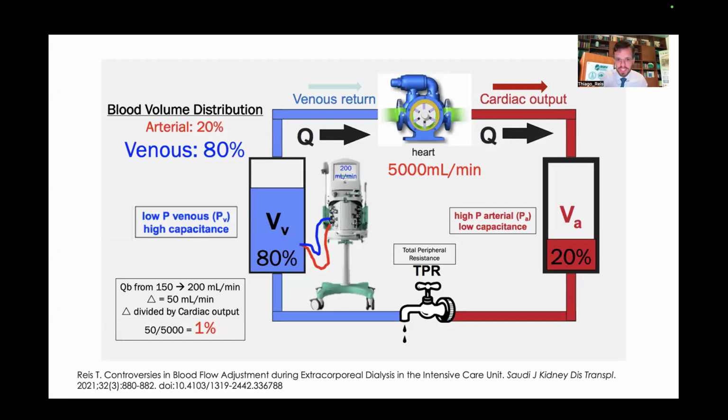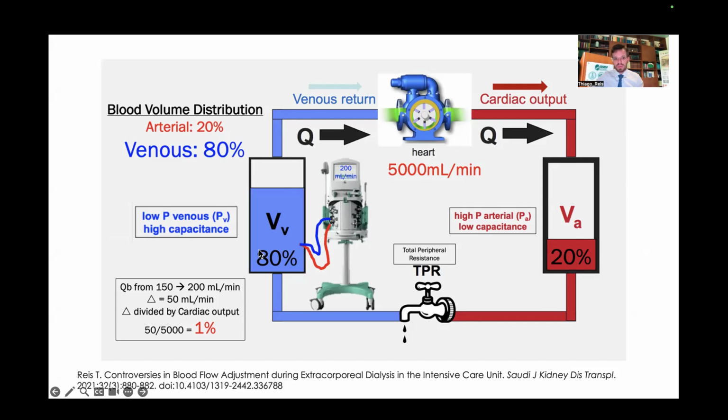Well, I didn't mention that adjusting blood flow is associated with intradialytic hypotension, and this is not the case. There is a false belief that reducing blood flow will reduce intradialytic hypotension. This is not the case. So this figure represents the circulatory system. Here on the right, we have the arterial compartment, and 20% of the blood volume is in this compartment, and 80% of the blood volume is in the venous compartment.